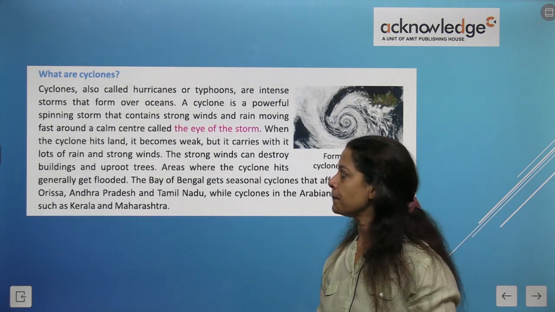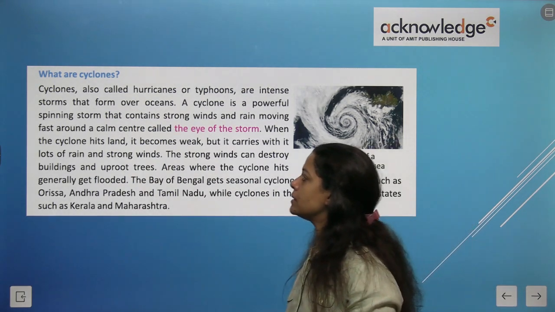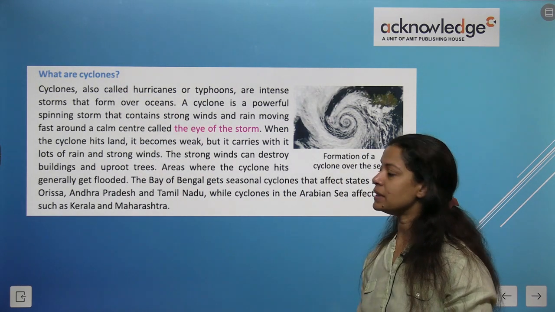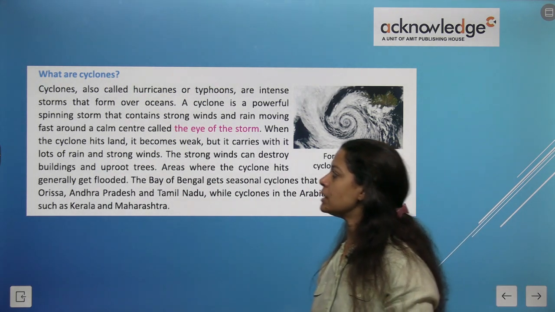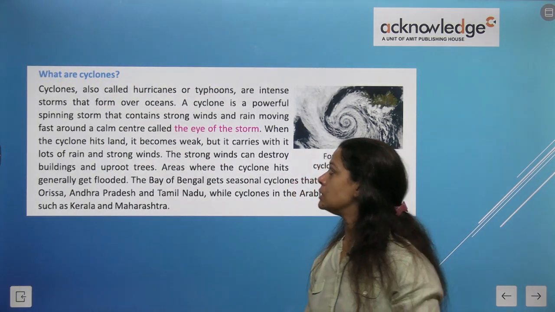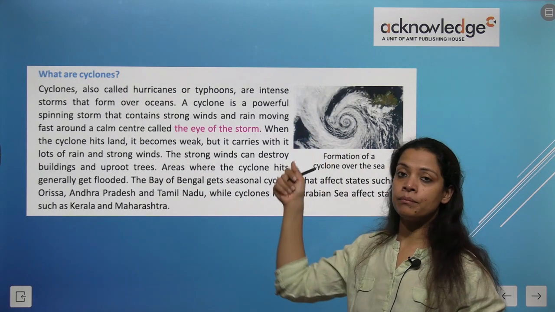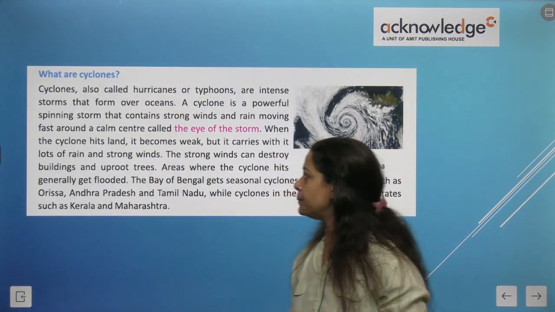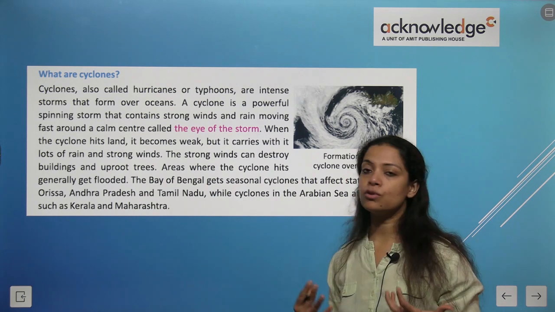What are cyclones? They are called hurricanes or typhoons. They are intense storms that form over oceans. A cyclone is a powerful spinning storm that contains strong winds and rain moving fast around a calm center called the eye of the storm. When like this, they become like the eye of the storm. When a cyclone hits land, it becomes weak, but it carries lots of rain and strong winds.